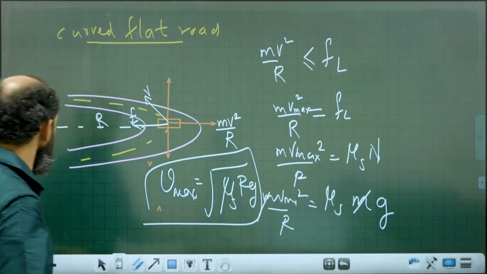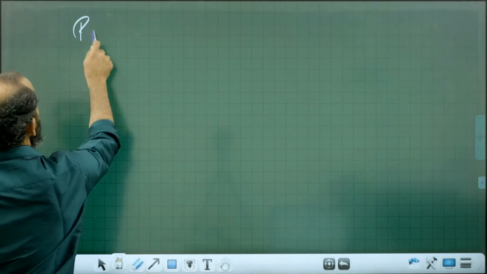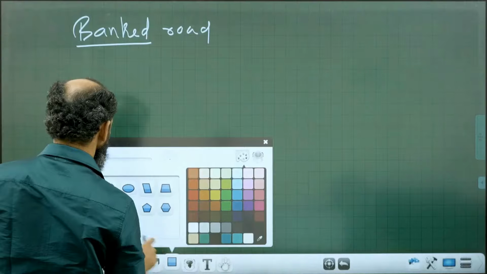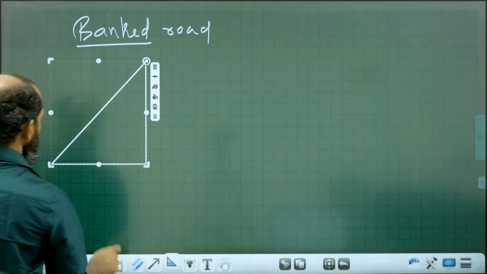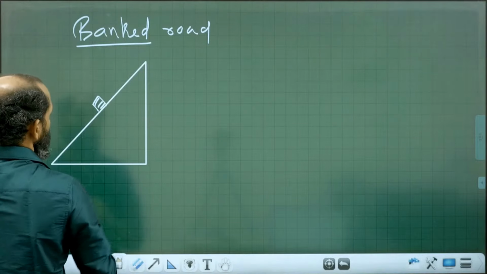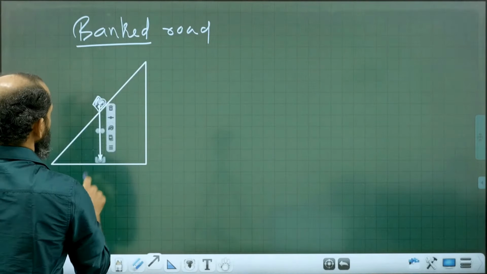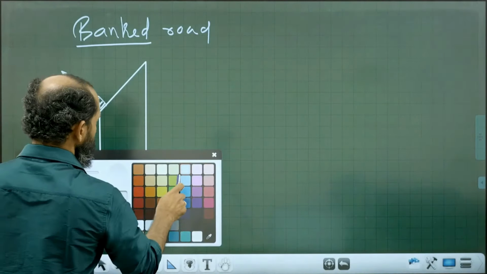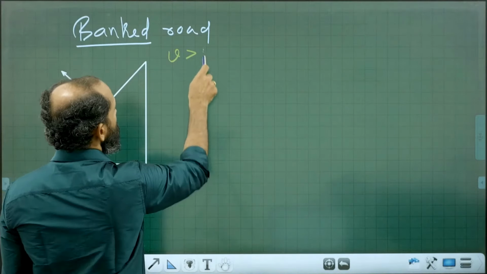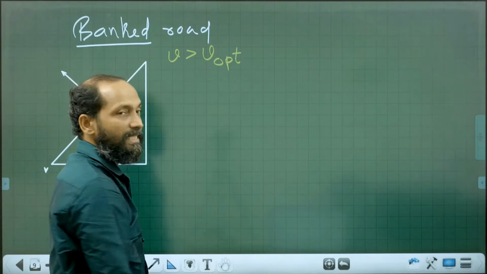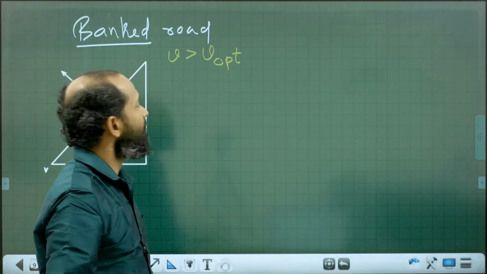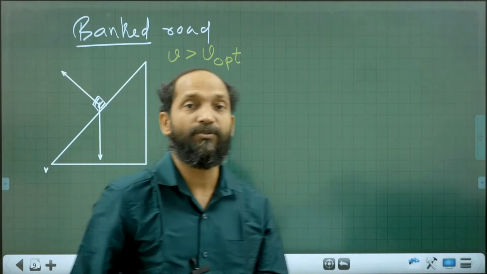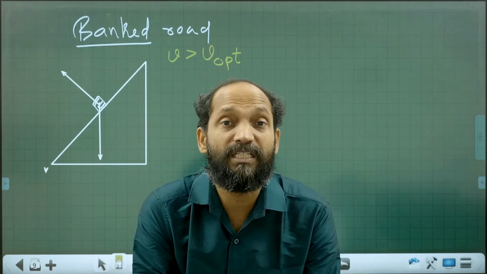Now if we move on to a banked road, banked road is having an incline, the things are different. If it is a banked road, the car is negotiating the curve like this, the forces are mg, normal contact force, and other forces. Suppose the car is moving with a speed more than a certain characteristic value called optimum speed. Car is taking the turn with a speed greater than the optimum speed. Optimum speed is that speed which causes no wear and tear of the tires.